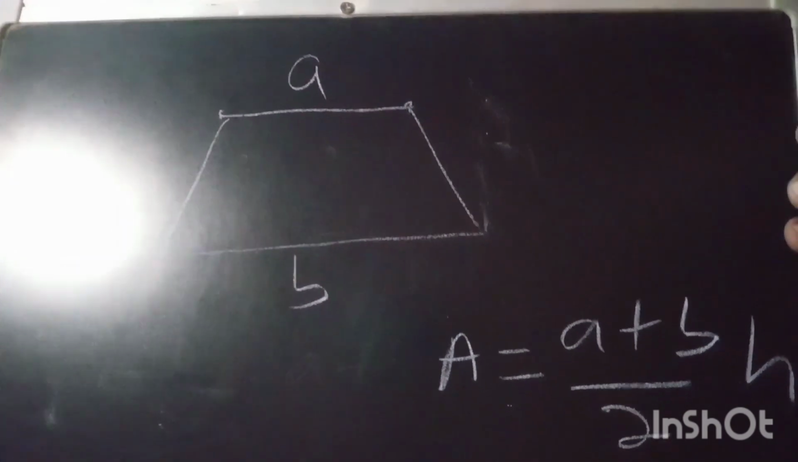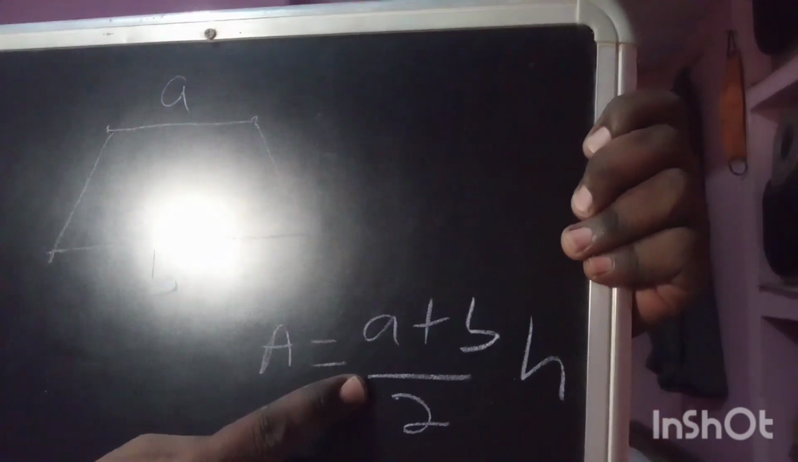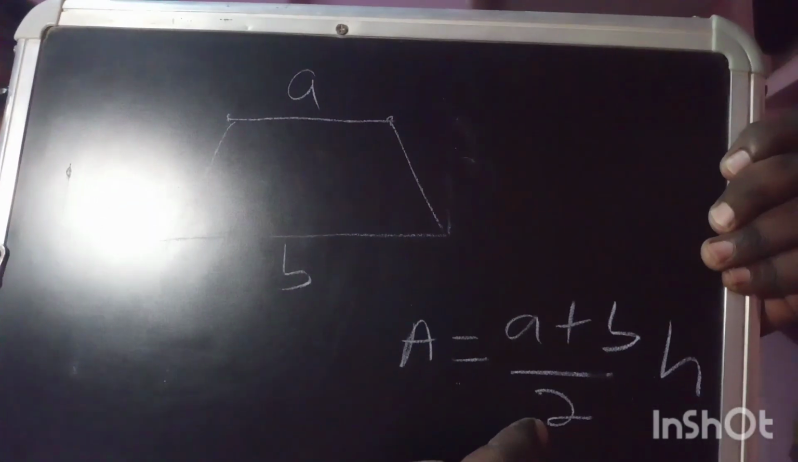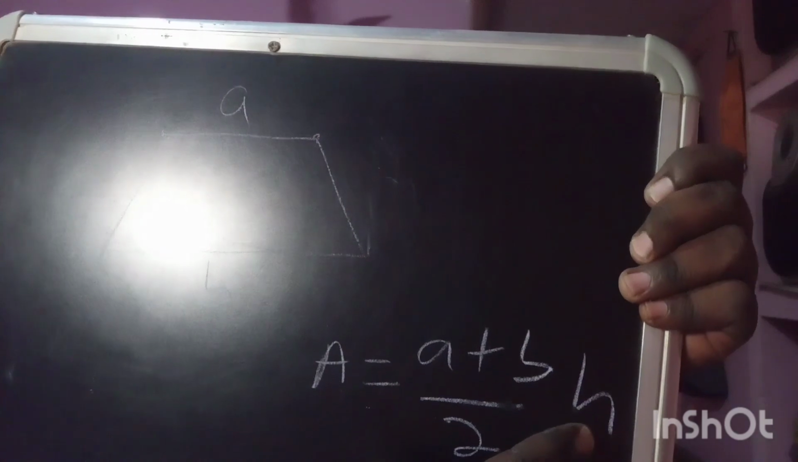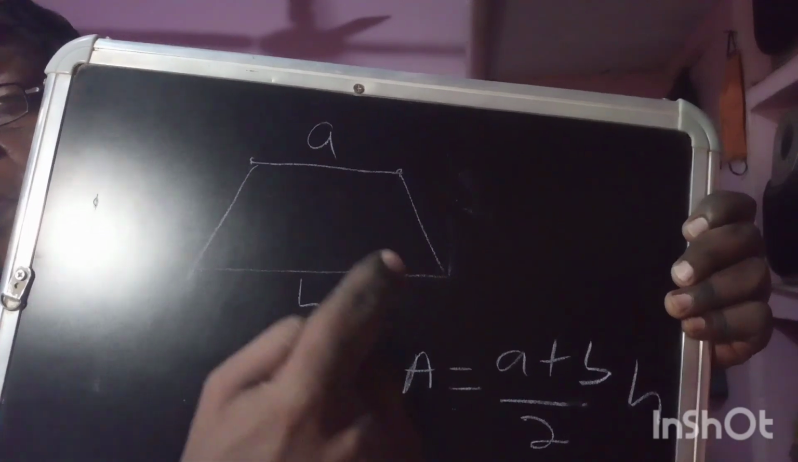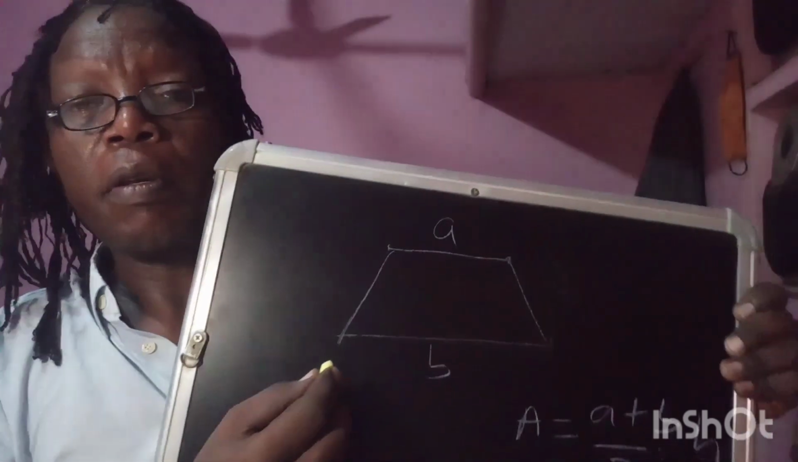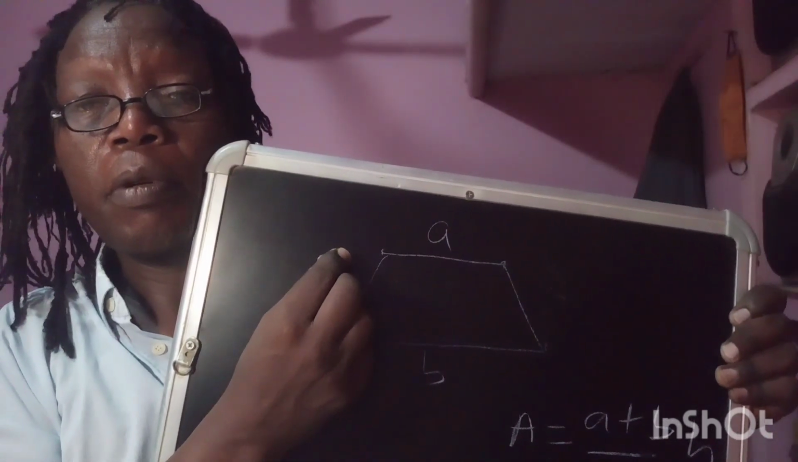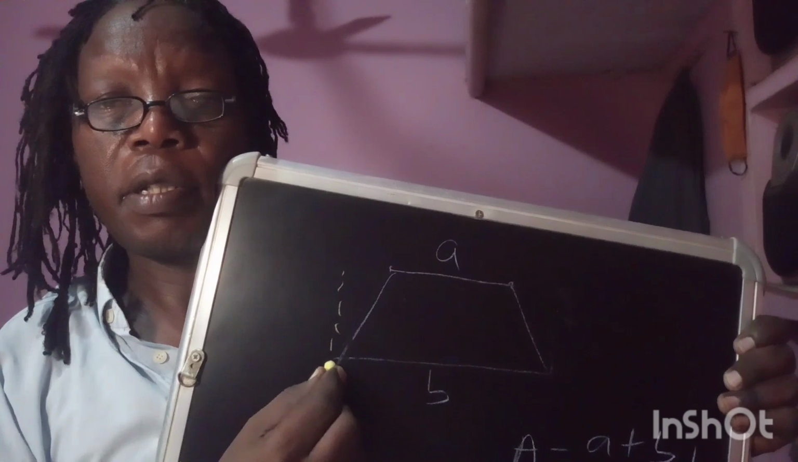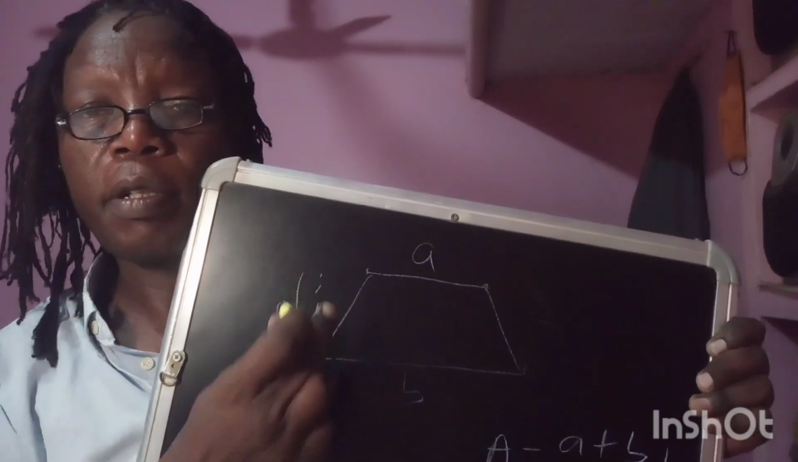Okay? And then there is a formula. The area is equal to A plus B over 2 times height. So this plus this, divided by 2, times height. Now I'm going to show you the height. Here, this one is the height. Okay, this is the height.